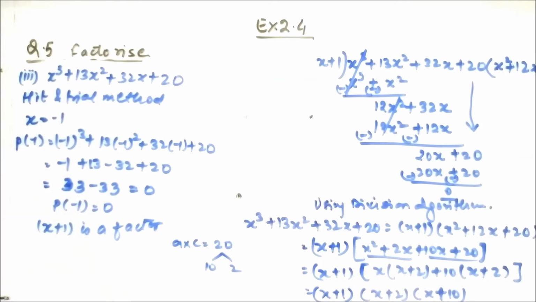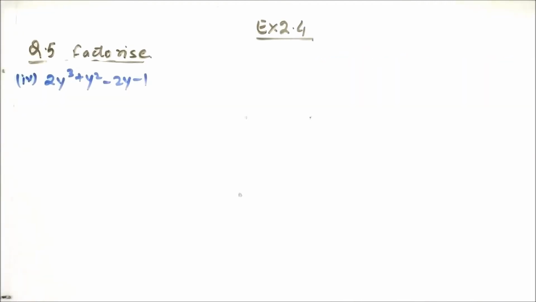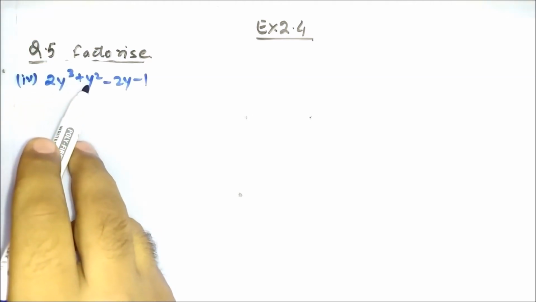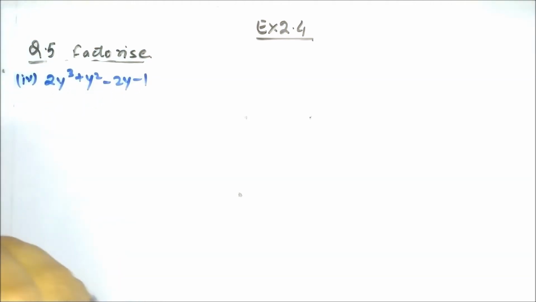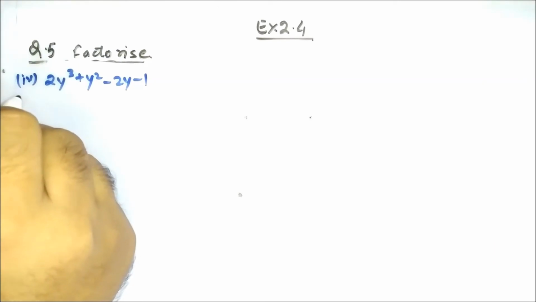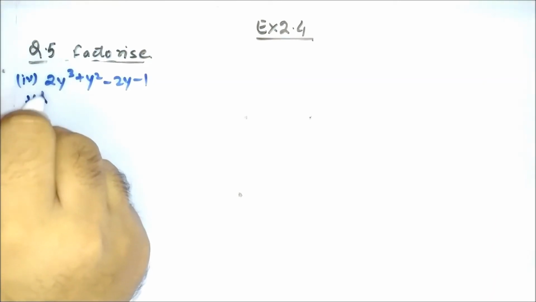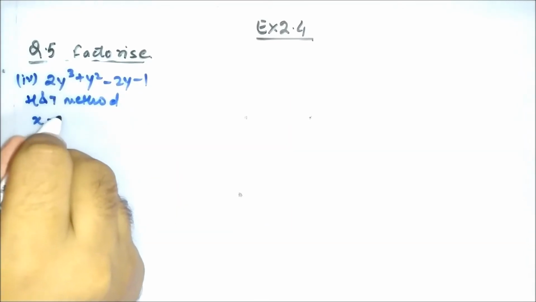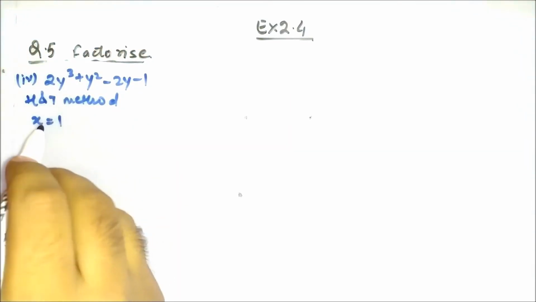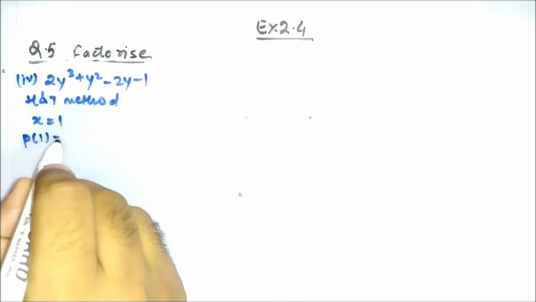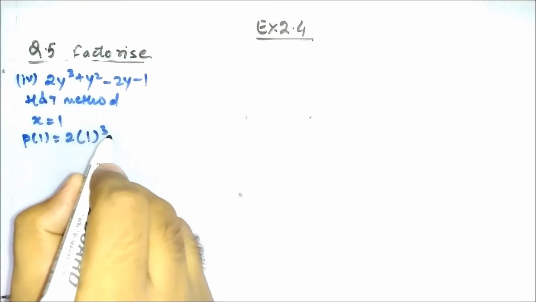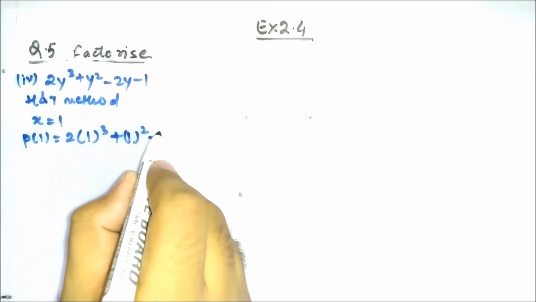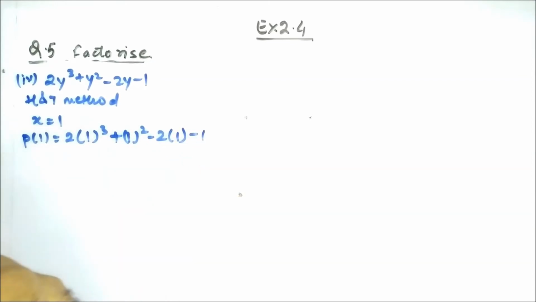I hope you are getting the procedure and all the three steps that we are doing here. Let us see the last part of that. The last part is 2y cube plus y square minus 2y minus 1. Now the solution first is hit and trial method. So we are going to assume x is equal to 1. If x is 1, we can write p of 1 equal to 2 into 1 cube plus 1 square minus 2 into 1 and minus 1.